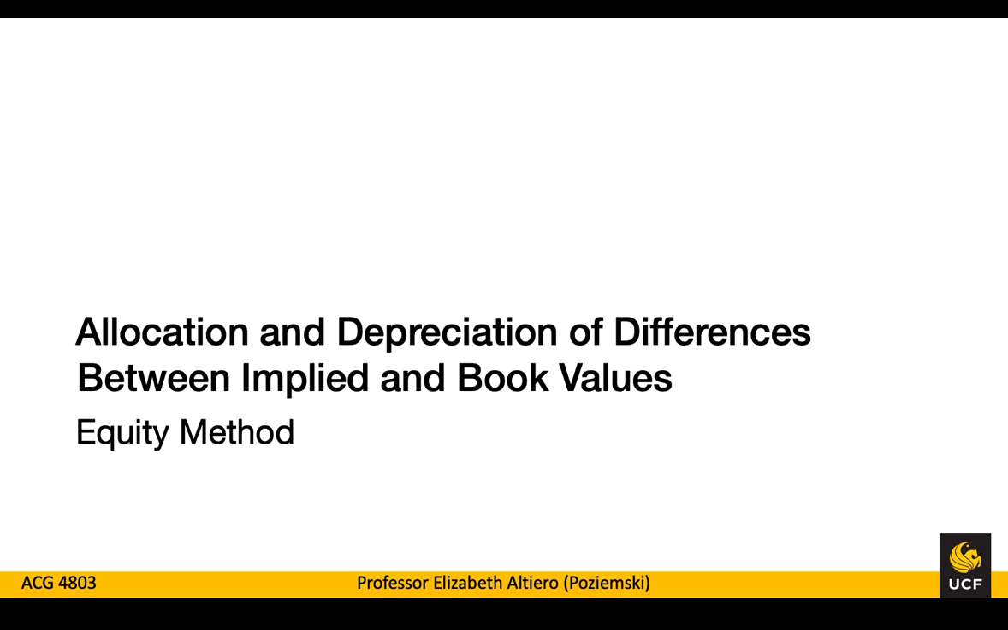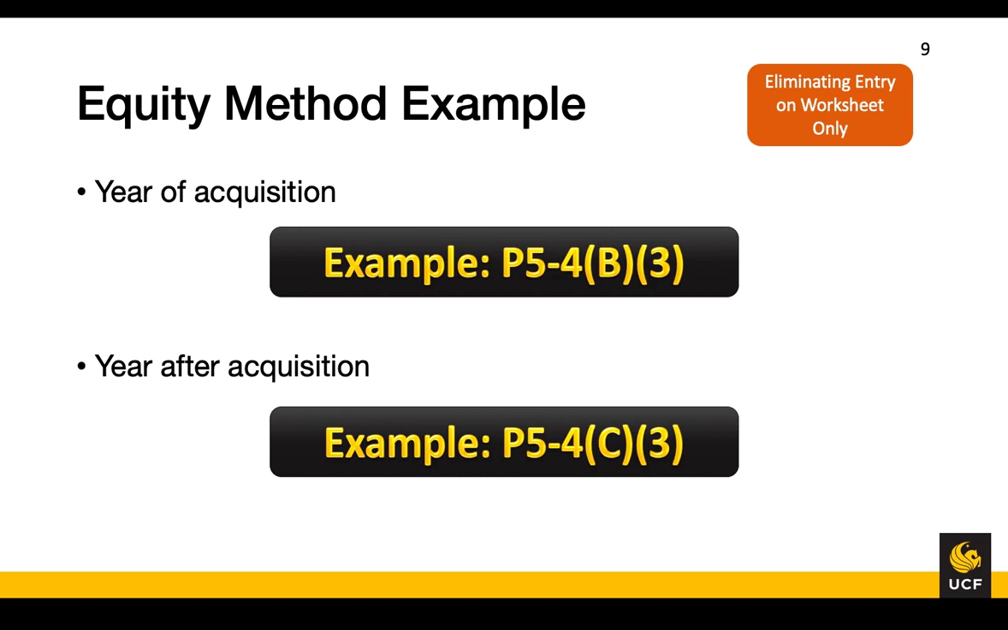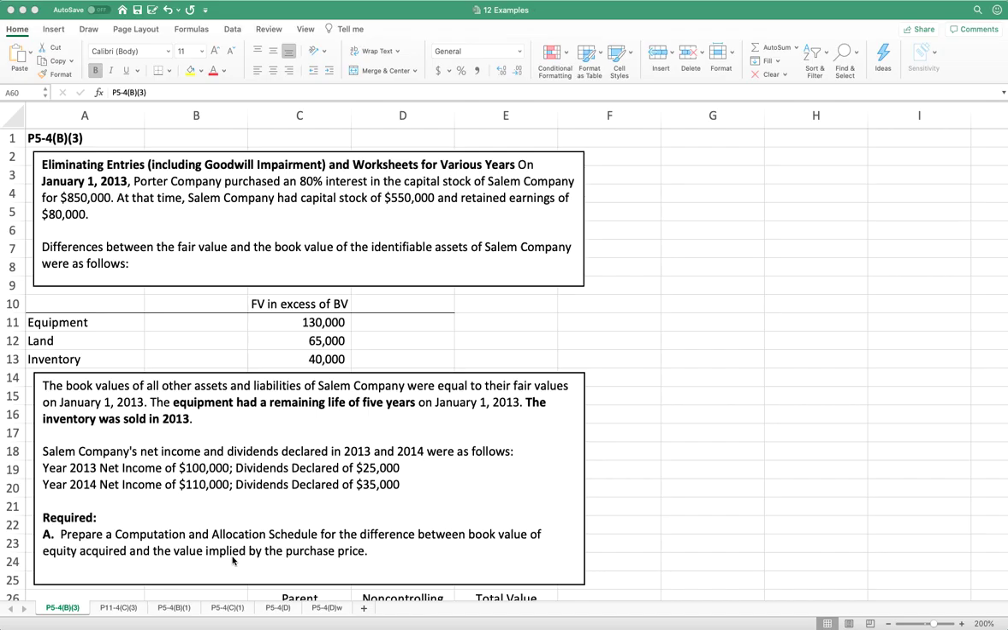In this video, we will review an example of allocating and depreciating differences between implied and book values when the parent company uses the equity method of accounting. No lecture this time, just our examples. So let's get started.